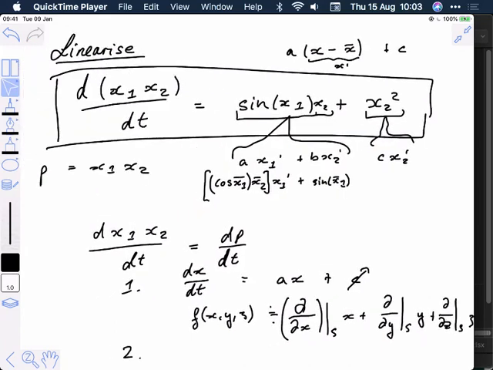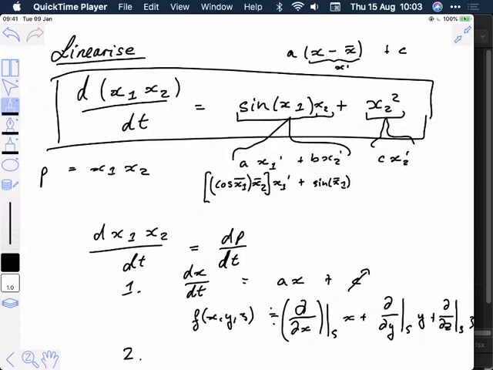But that leads to sine x1 times x2 prime, plus, and now we just have to do this term, which is really simple. The derivative is 2x2. At steady state, that's 2x2 bar. Right? Quick, easy, no substitution, no manipulation. It will always, always, always work this way for equations that have a derivative on the left-hand side.